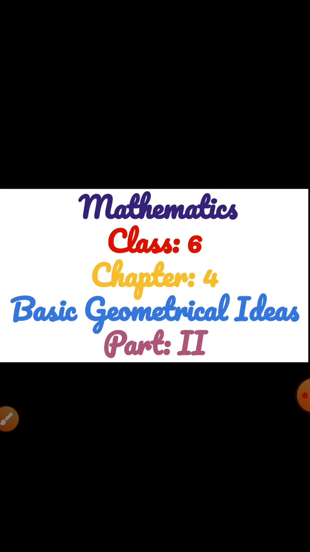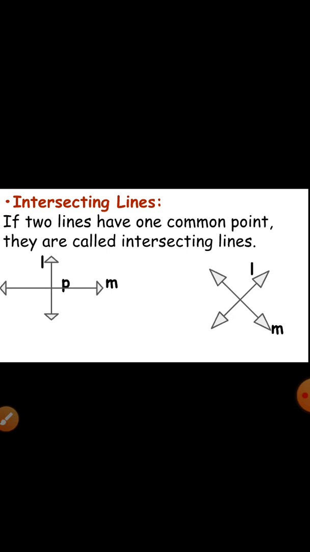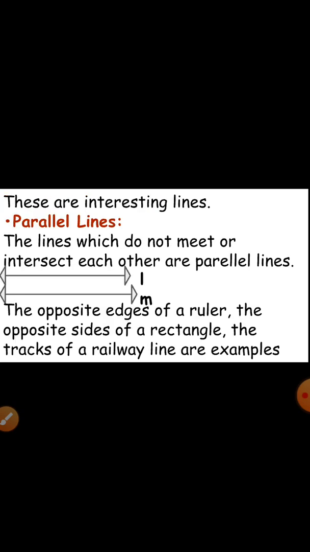The next term is intersecting lines. If two lines have one common point, they are called intersecting lines. Here, lines L and M are there. Point P is their intersecting point, that is, the common point. So these are intersecting lines.